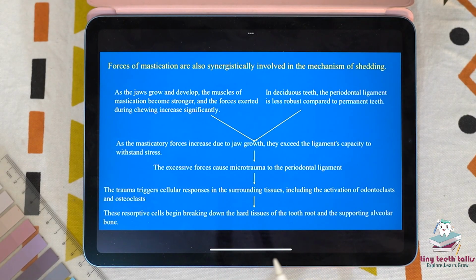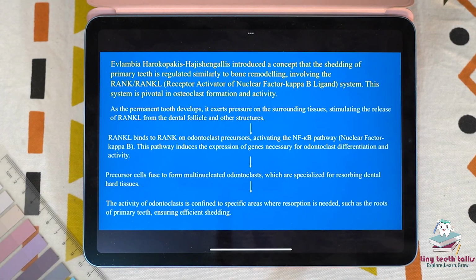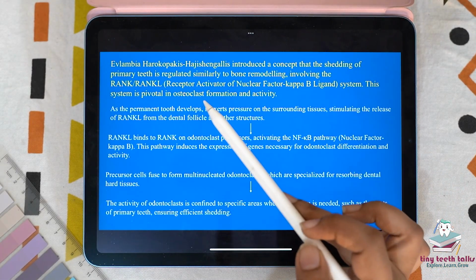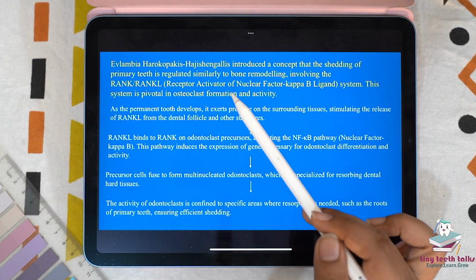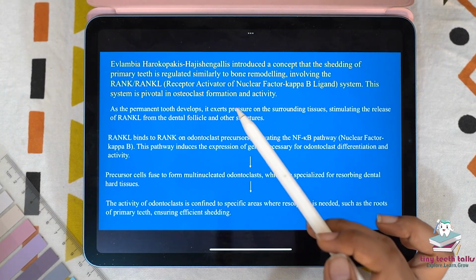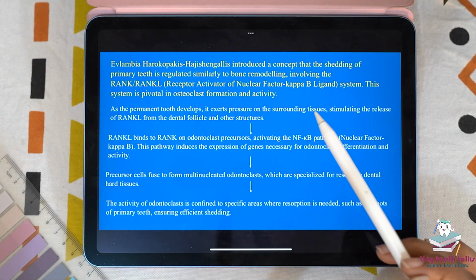activation of odontoclasts and osteoclasts, and these resorptive cells begin breaking down the hard tissue of the tooth root and the supporting alveolar bone. Also, Eulambia Herocopakis Chisengalis introduced a concept that the shedding of primary teeth is regulated similarly to bone remodeling, involving the RANK or RANKL system, which is the receptor activator of nuclear factor kappa B ligand system. This system is pivotal in osteoclast formation and activity.